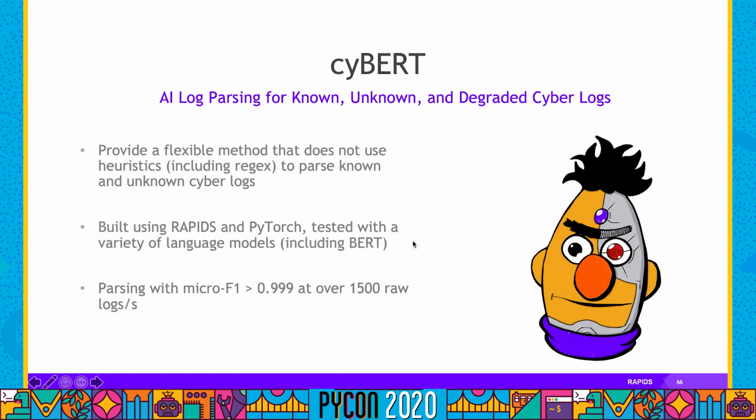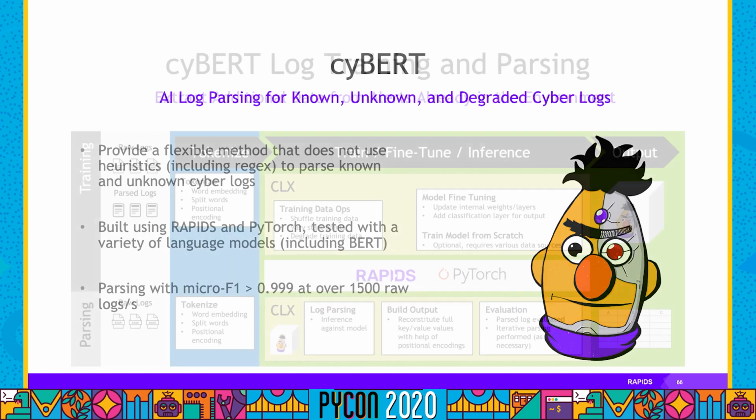Something else we're really excited about in CLX is called Cybert. It's a way to parse your logs where you don't need to write regex for them. You just throw the log at a pre-trained and fine-tuned BERT model. And we're parsing with a micro F1 over 0.999 at over 1,500 raw logs per second. That's actually increased since then.